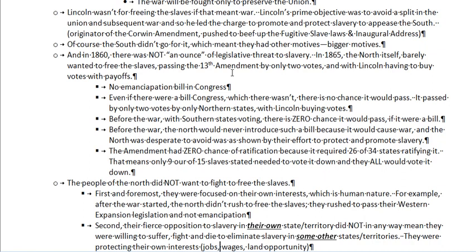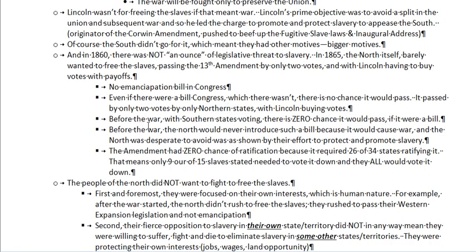so zero threat, right? There's no emancipation bill in Congress. How are you going to change the Constitution when there's not even a bill in committee, let alone on the floor? Even if there was a bill, there was no chance it would pass. It passed by only 2 votes with only northern states. And again, Lincoln had to buy votes and make that happen. So the northern states themselves barely wanted it. They had to be twisted into it.